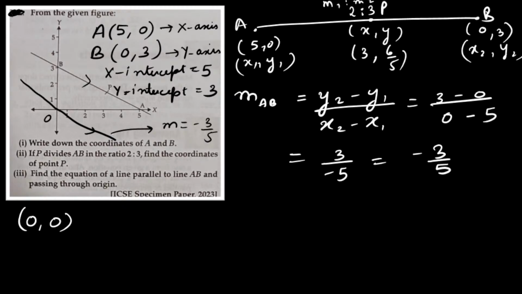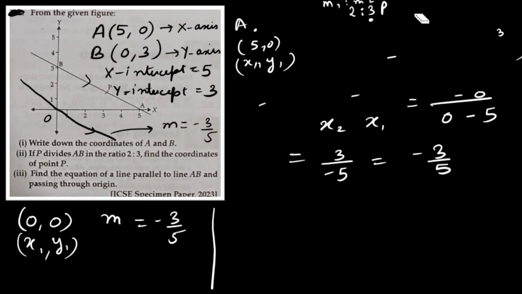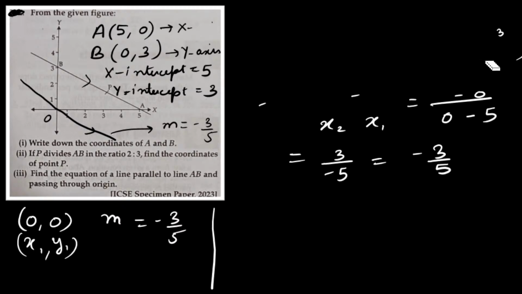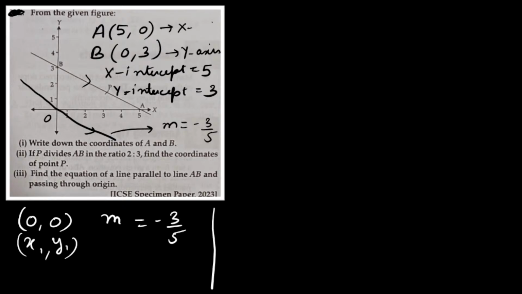We found the slope, and we know x1, y1 also. We can use the point form and find the equation of that particular line.